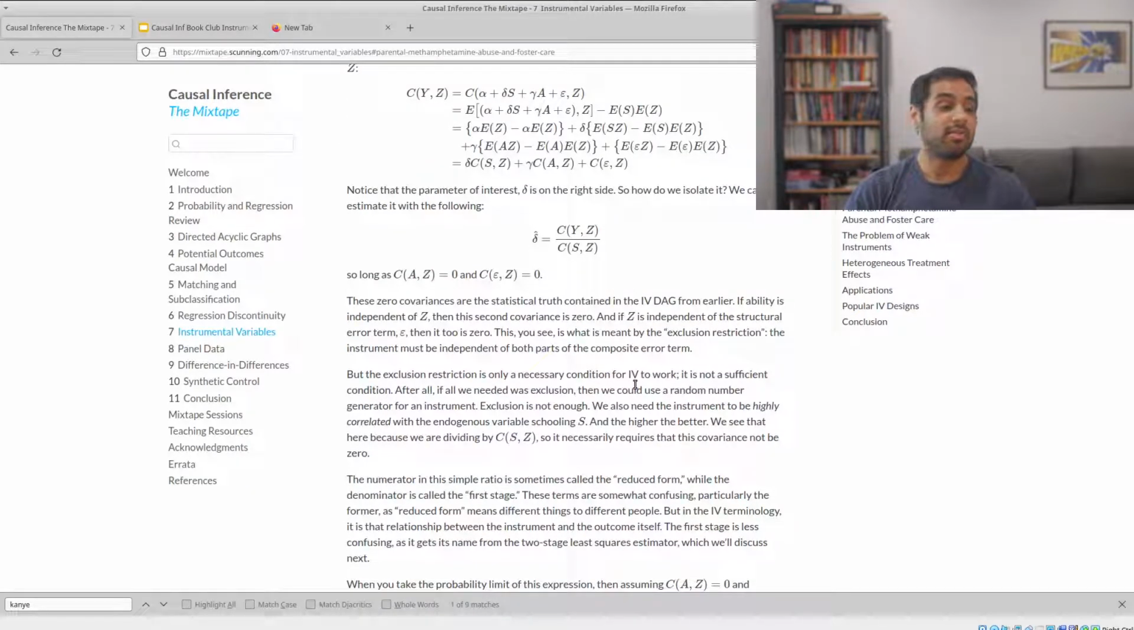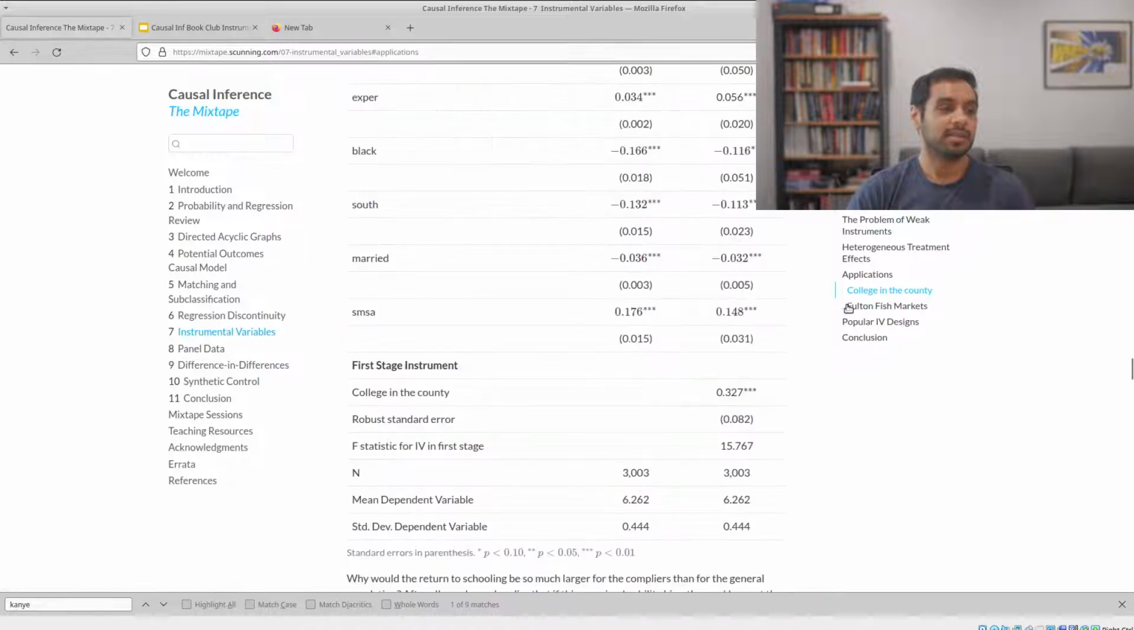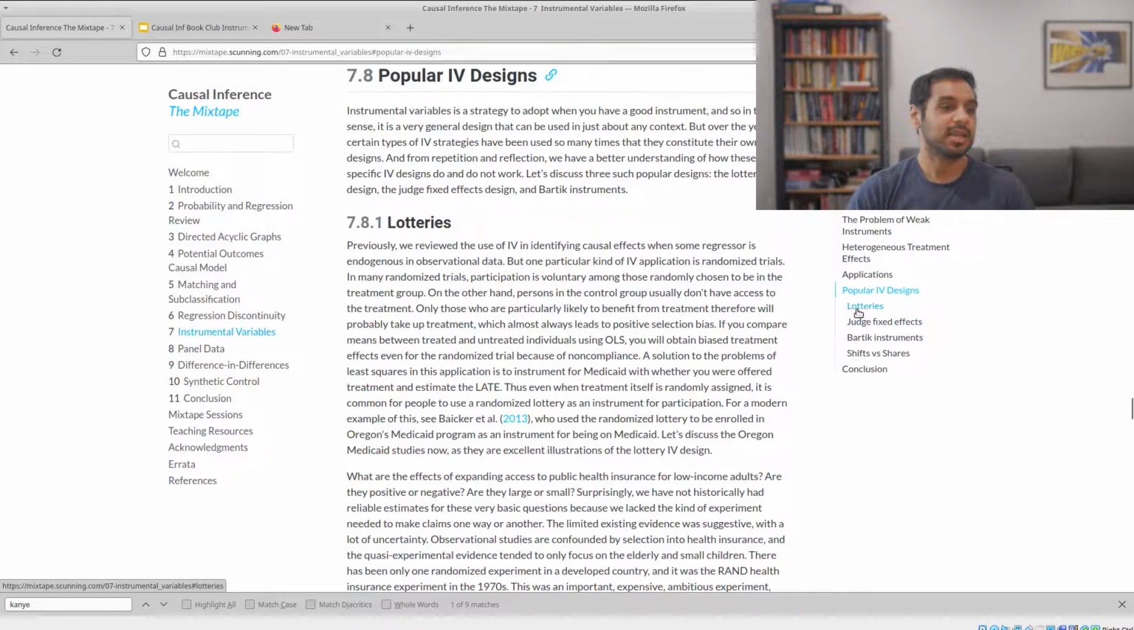So I honestly don't have much more to say here other than, I just don't. We saw two-stage least squares regression enough in this chapter, here and then also down here, in a lot of places.